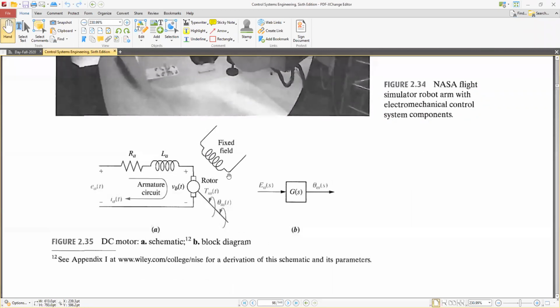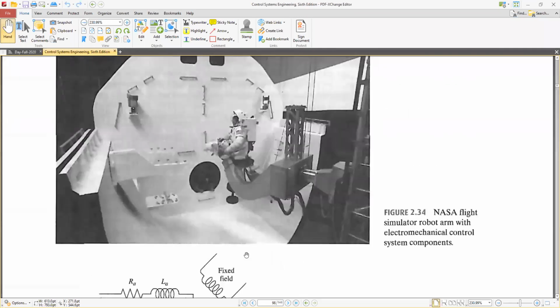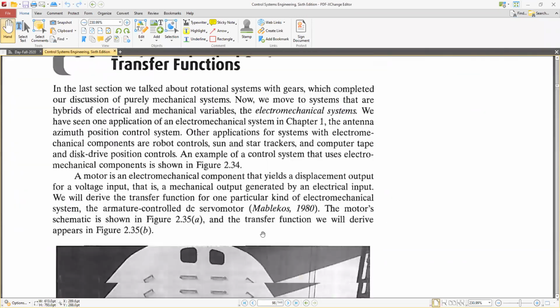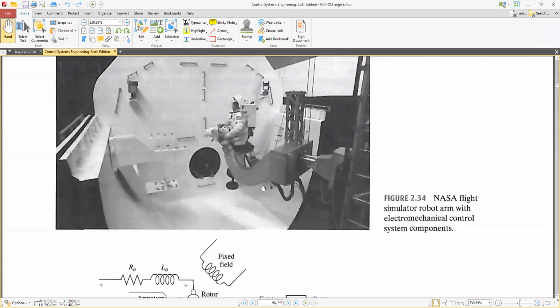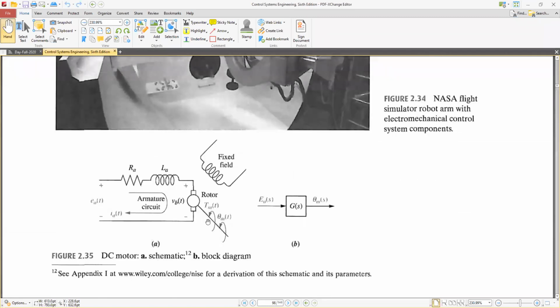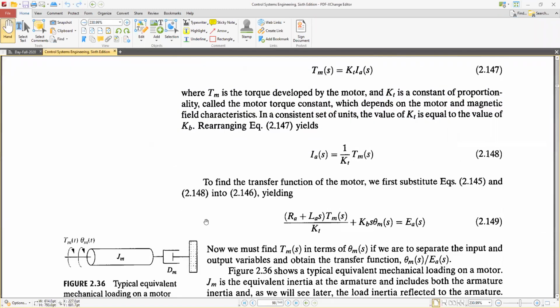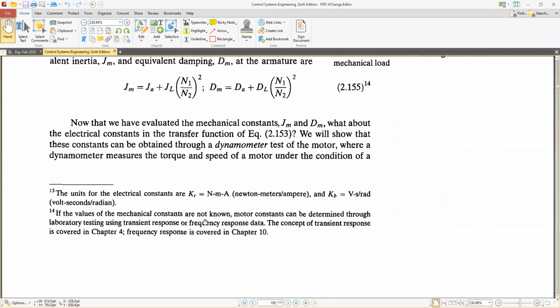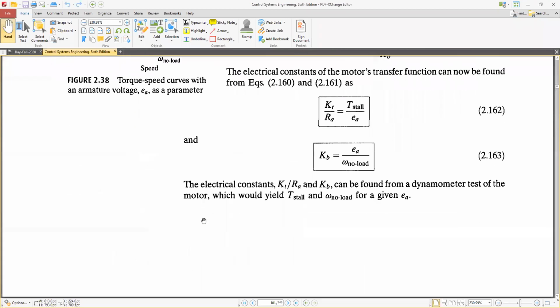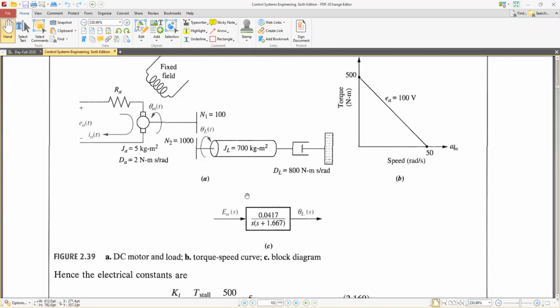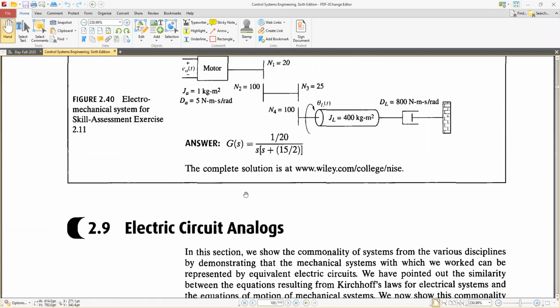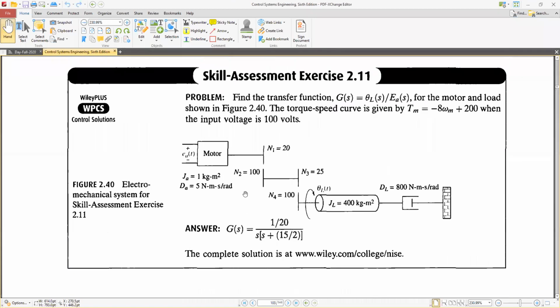Electromechanical system, and this thing in your lab: electromechanical system transfer, DC motor, NASA flight simulator, robot arm with electromechanical control system components. So DC motor transfer function, DC motor transfer function equations are there. We'll see DC motor and load, and related math will be there. So we'll see up to 2.8.